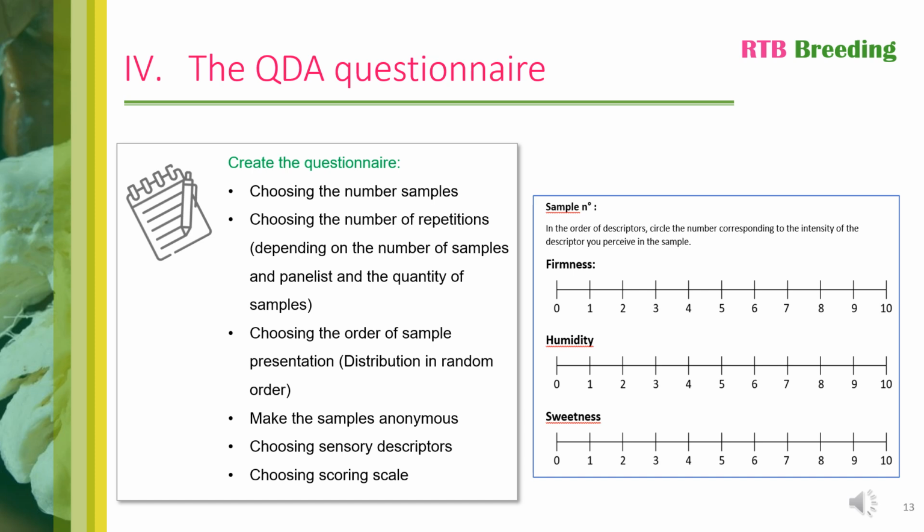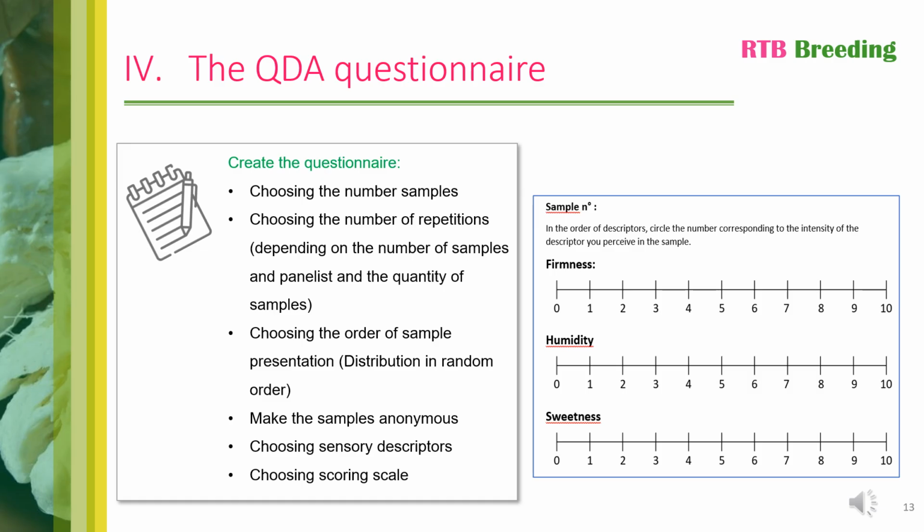Before carrying out your QDA analysis, you will need to prepare the questionnaire on which the panelists will evaluate your products. To do this, you need to have decided on the number of samples your judges will taste, the number of repetitions of the same product they will make, and the order in which you will present the samples to your judges. Don't forget to anonymize your samples by giving them a 3-letter or 3-digit code. Then you can prepare the questionnaire with the sensory descriptors.